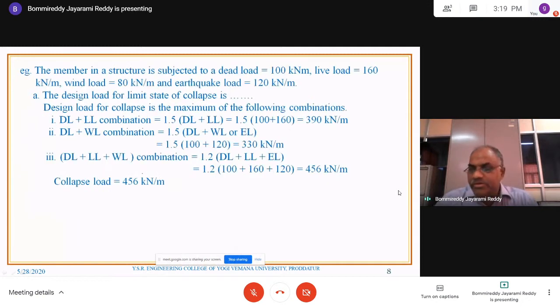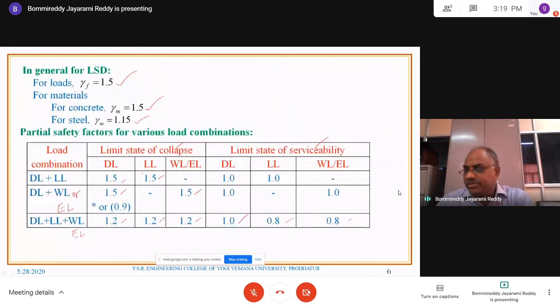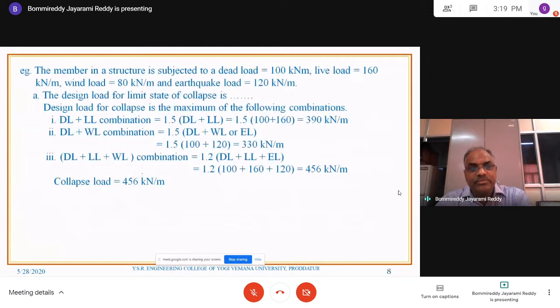Now let us look at a numerical problem based on the loads, using this particular table. Sometimes a numerical question may be asked. A member in a structure is subjected to dead load 100 kilonewton meter, live load 160 kilonewton meter, wind load 80 kilonewton meter, earthquake load 120 kilonewton meter. The question is, what is the design load for limit state of collapse?